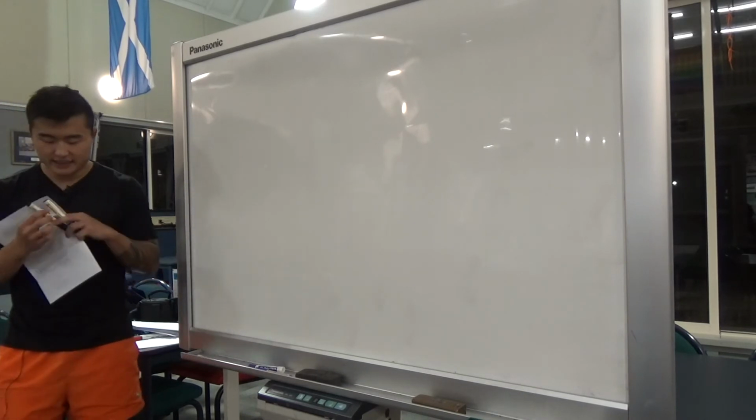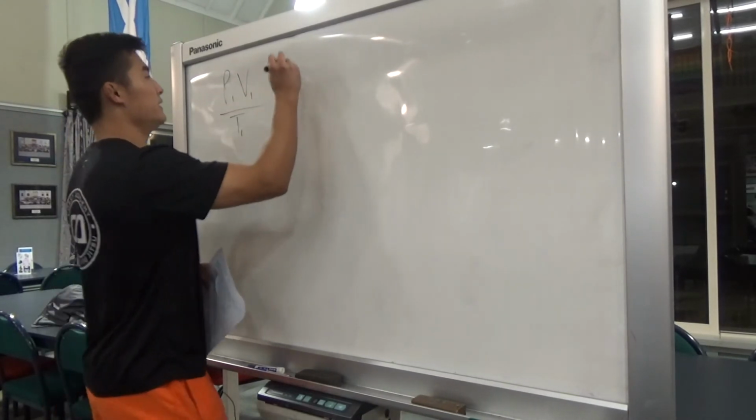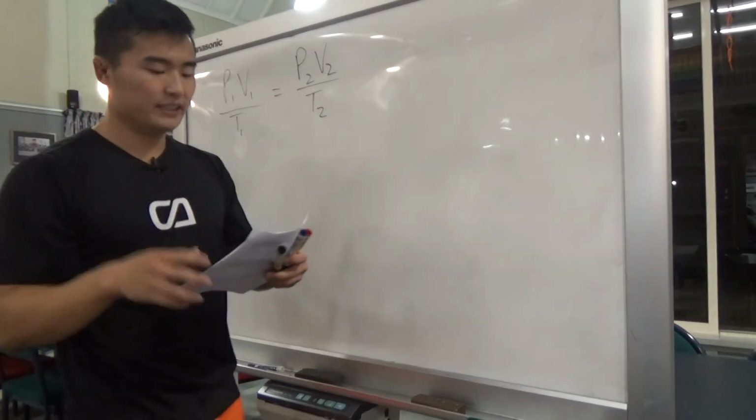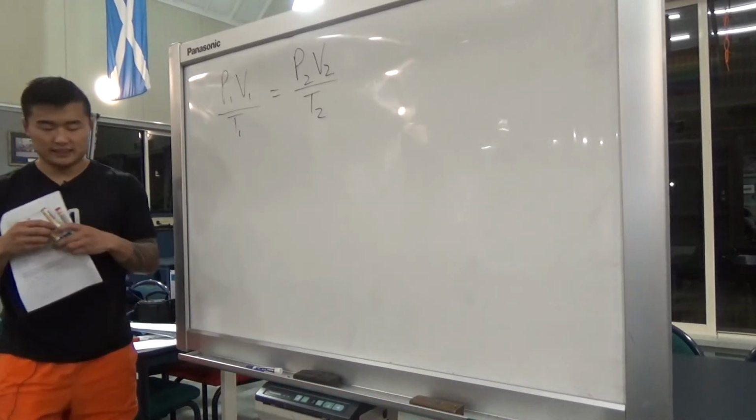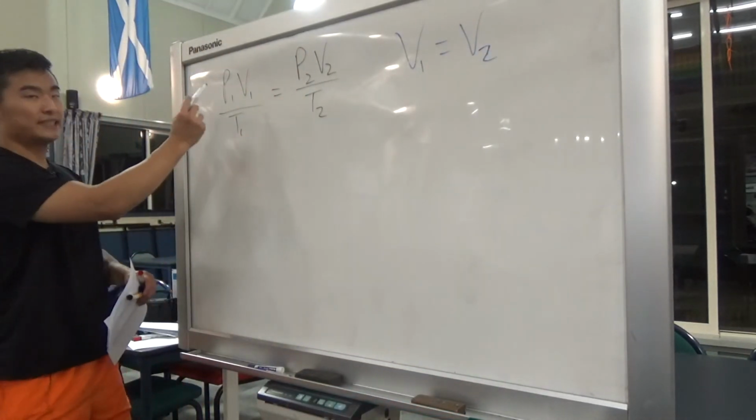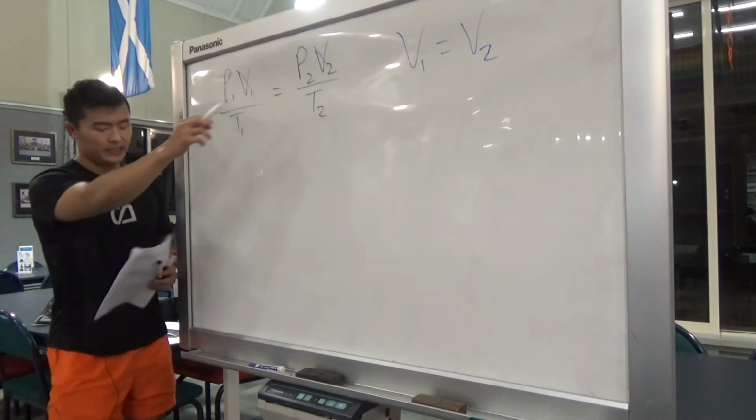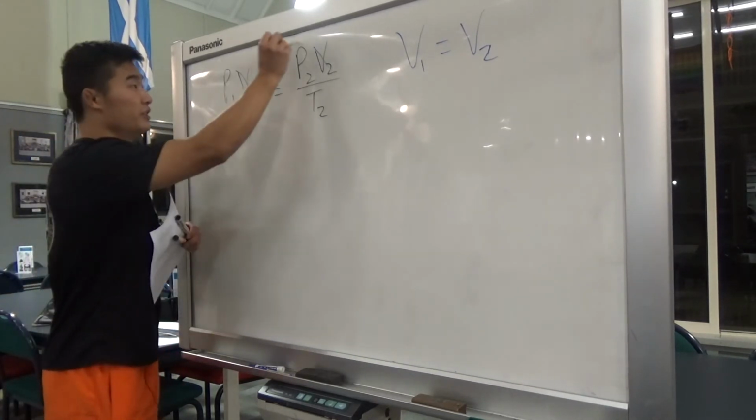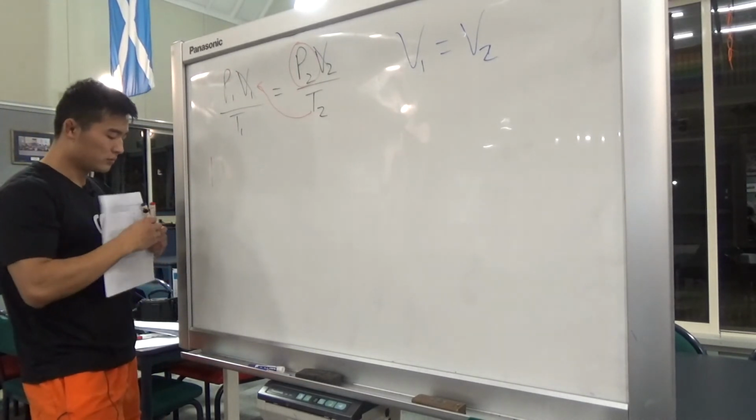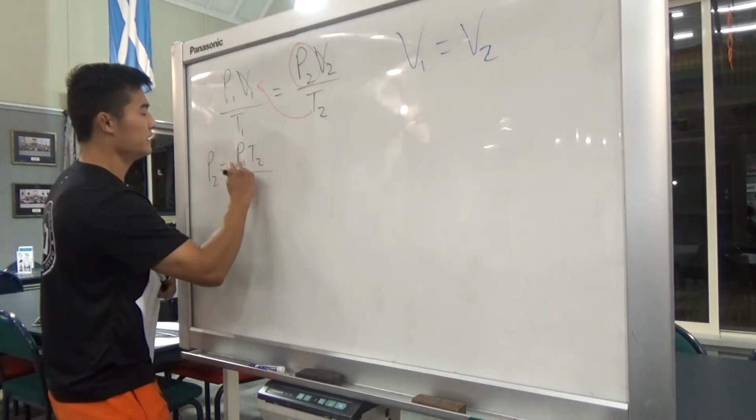So again, we're just going to use our last equation that we used. P1 V1 over T1 is equal to P2 V2 over T2. Okay, so this time we've been told that there's no change in volume. No change in volume means V1 is equal to V2. If it's the same on both sides, we can cancel them out. So now we're just left with P1 over T1 equals P2 over T2. And what we want is P2. So again, we're just going to move that up here. So P2 is equal to P1 T2 over T1.